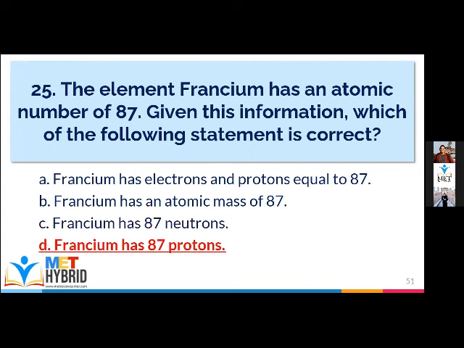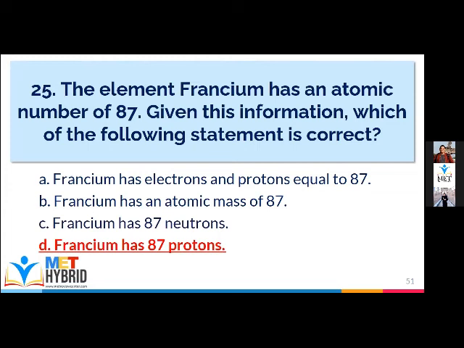Letter B, francium has an atomic mass of 87. This is also quite wrong because atomic mass is equal to the number of protons plus the number of neutrons. So the 87 here is only representative of the number of protons, which would make letter B wrong. For letter C, francium has 87 neutrons. This is also wrong because, once again, your atomic number is a representative of your protons.